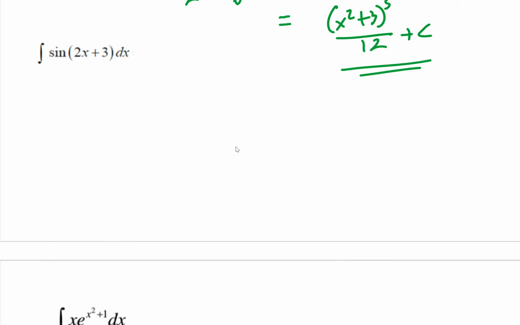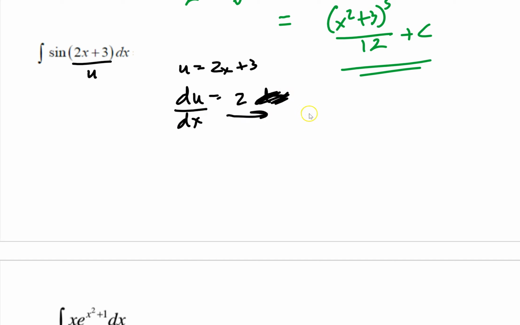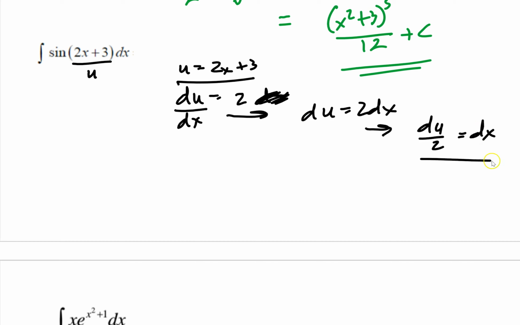So this is the next one. Now if I do this one, my u's gonna be the inside. So I'm just gonna do it a little faster. u is 2x plus 3. Let's take the derivative of both sides. du equals 2 dx. Sorry, skipped a step. du over dx equals 2. And then multiply both sides, get the dx by itself, divide by 2. So that's my dx, right? I got my u, I found my dx.